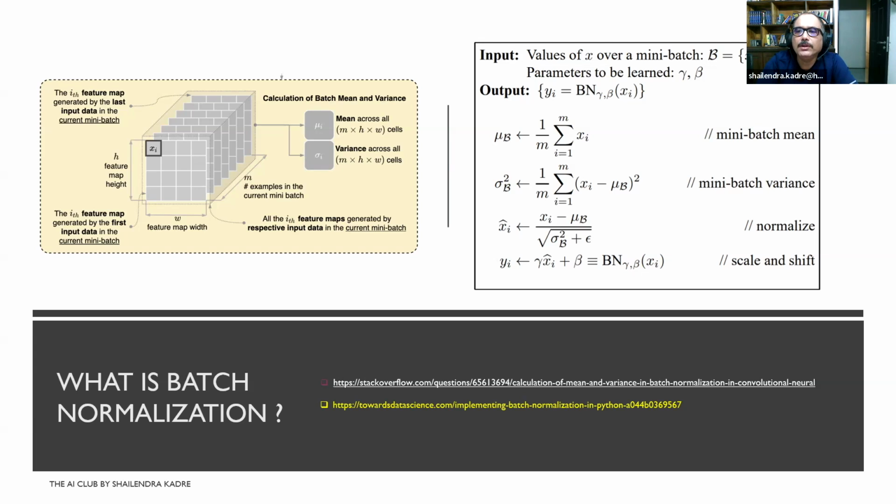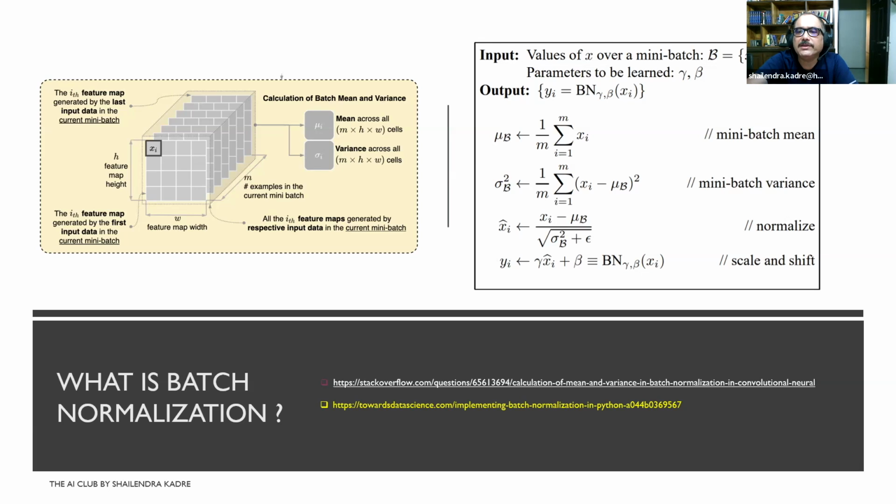What we do first is calculate the mean of the mini batch. Very simple. Sum up all the inputs and divide by the total number of inputs. It is a simple average we calculate for the mini batch. That is the mini batch mean, called mu B.